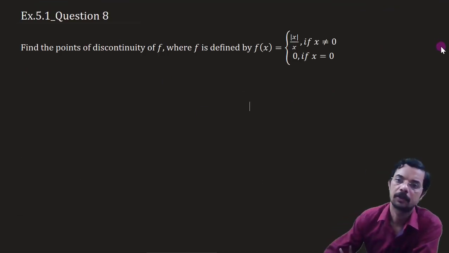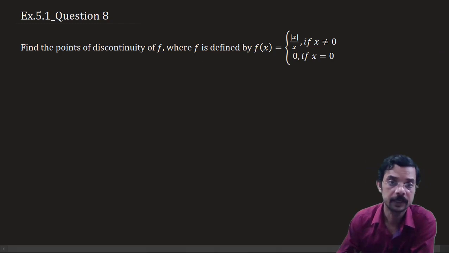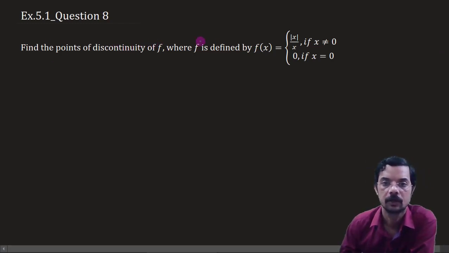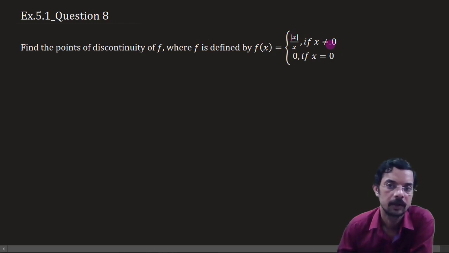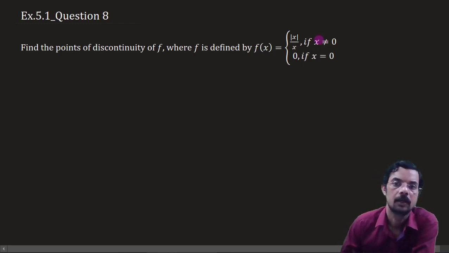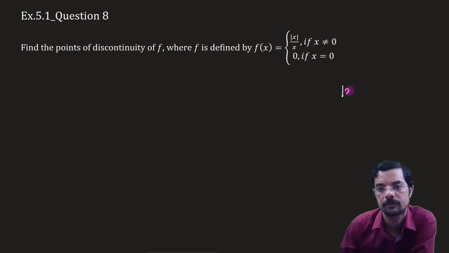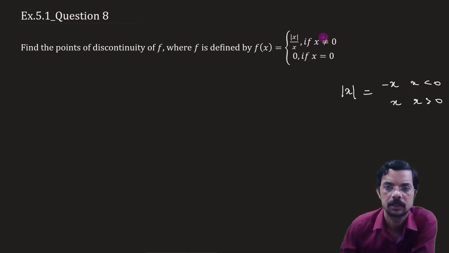Again, it is a similar question. Here we need to find out the point of discontinuities for this function when x is not equal to 0. Okay, x is not equal to 0 means when x is less than 0 or when x is greater than 0. So what is modulus of x? We know that modulus of x is equal to minus x when x is less than 0, and it is defined as x when x is greater than or equal to 0. But in this case x is not equal to 0.